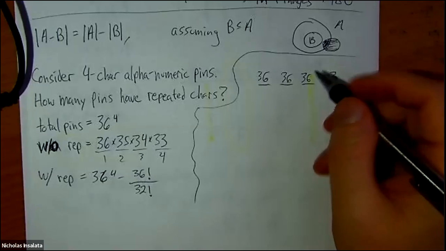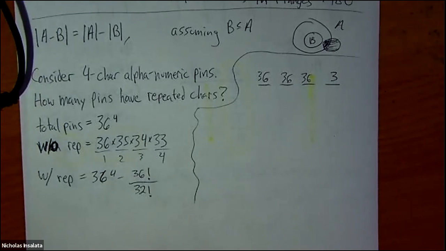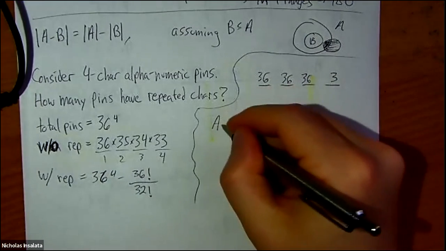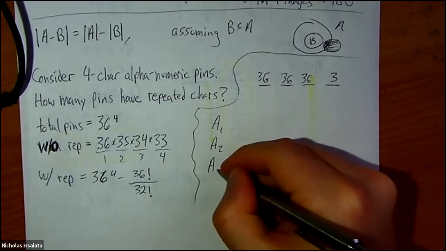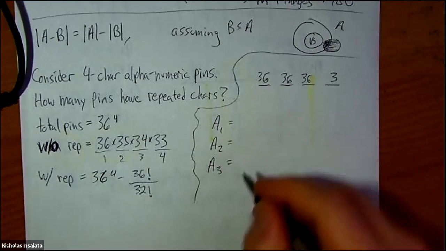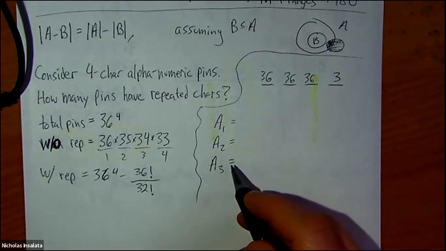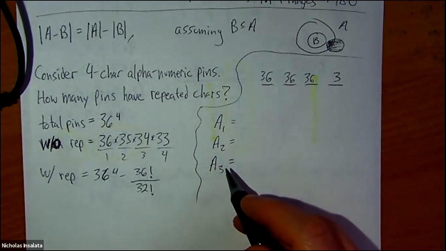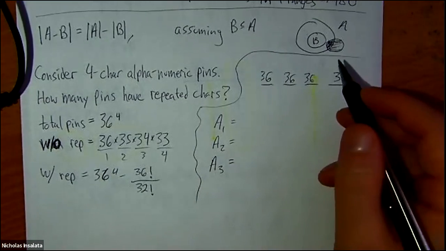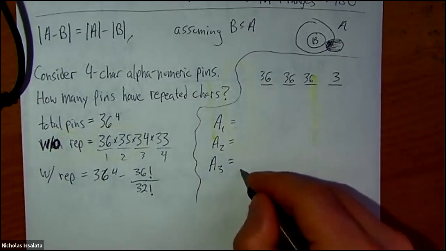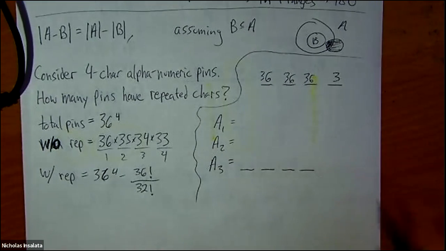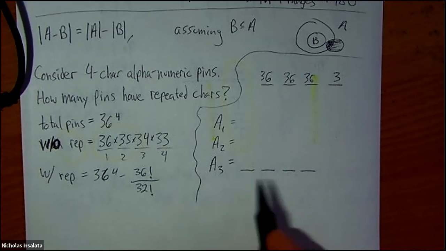So maybe we should call those, since they are going to be disjoint, A1, A2, and A3, where this is the number of repetitions there are. So if there's one repetition, or let's say that there's 3 repetitions, right? In that case, let's go. I think that might be the easiest one to start with, actually. So how do we compute this?